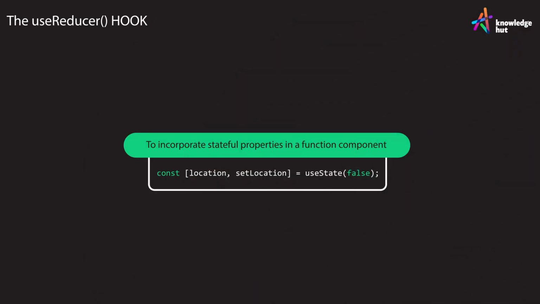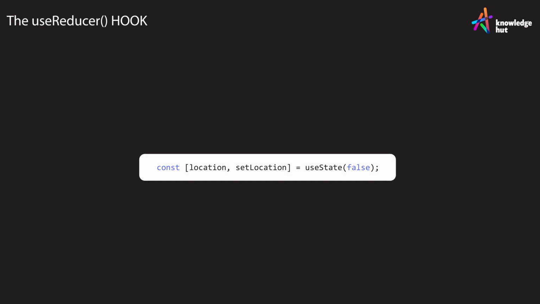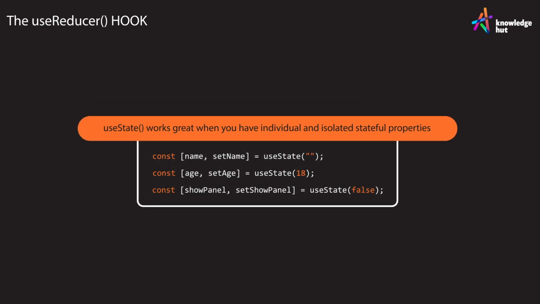Earlier in this module, we saw how the useState hook can be used to incorporate stateful properties in a function component. useState introduces a very simple signature that includes a state property and a state updater function. Consequently, this works great with individual and isolated state properties that do not depend on each other.